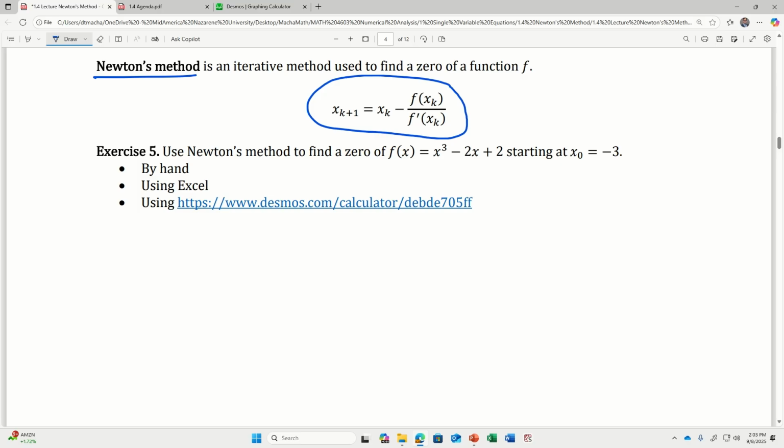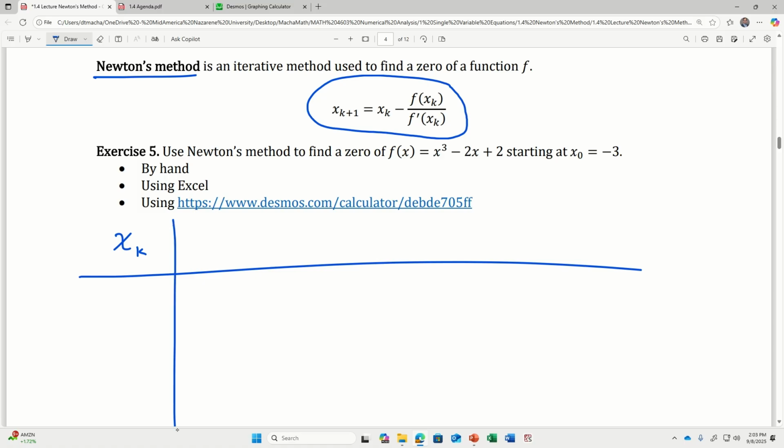So this is the next algorithm we're going to study. We're going to use Newton's method to find a 0 of f of x equals x cubed minus 2x plus 2, and we're going to start at x not equals negative 3. Let's do this by hand first. So really quickly. If I asked you to do this by hand on a test, in fact, I will definitely ask you on Monday to do this by hand.